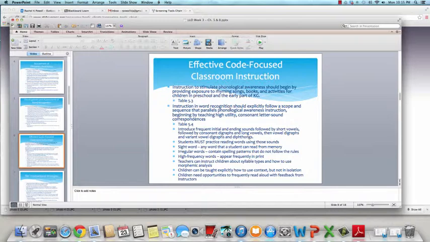All right, so teachers can instruct children about syllable types and how to use morphemic analysis. Children can be taught explicitly how to use context in words, but not in isolation, and children need opportunities to frequently read aloud with feedback from instructors. So the key component here too is fluency. Practice, practice, practice. You teach it explicitly, and then you give them opportunities for practice.